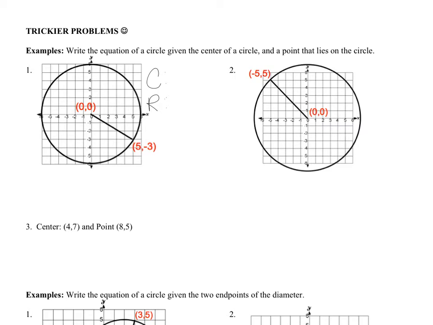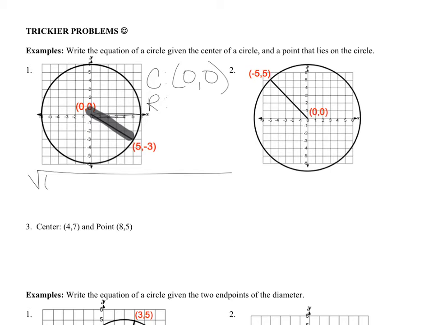Alright, so let's check this out. I know my center is (0, 0). How about my radius? Well, with my radius, I can't count blocks when it's this spot. Now, I probably could count this, but it doesn't look like it goes exactly over to 6, because this would be a radius right here as well. But it doesn't look like it goes all the way over to 6. So here's my question. How do I find the length of that? I got to do the distance formula.